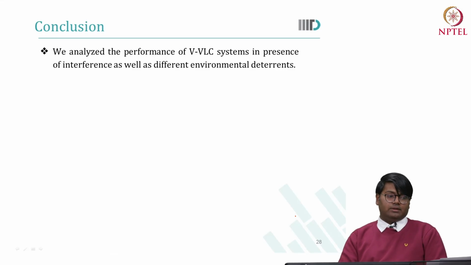So finally, in this module, we analyzed the performance of vehicular VLC system in the presence of interference as well as different environmental conditions. We concluded that irrespective of any traffic scenario, the performance of vehicular VLC communication under normal atmospheric condition always outperforms vehicular radio frequency communication. However, the performance of vehicular radio frequency communication is comparatively better than vehicular VLC under various environmental conditions. Then we have also illustrated vehicle headlamp illumination patterns in the presence of interference under different environmental conditions.